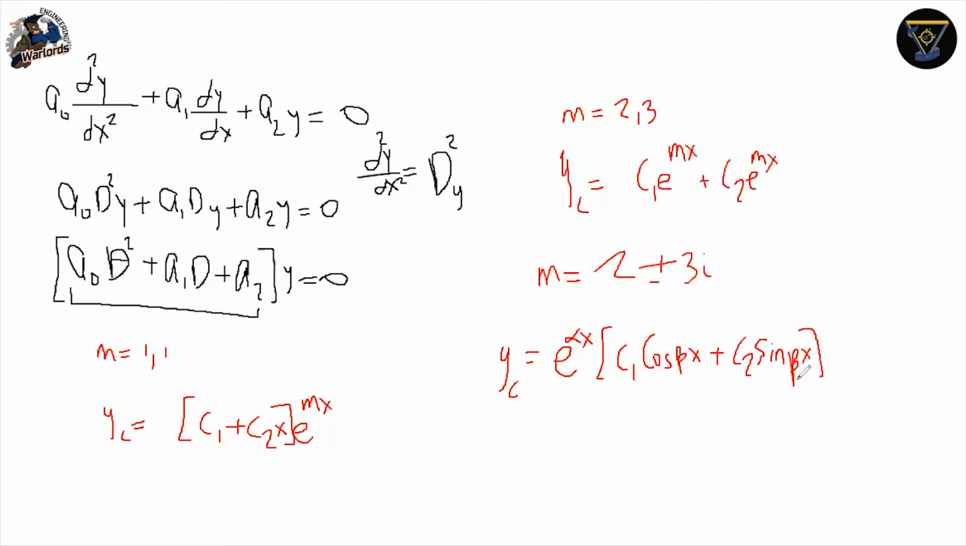So these are the only 3 formulas you need to know. When they're repeating roots, you use this formula to find yc. When they're separate roots, like they're different, you use this formula. And when you have a complex number, you use this formula. So the alpha would be 2 and the beta would be 3, and you just sub in everything and easily get an answer.